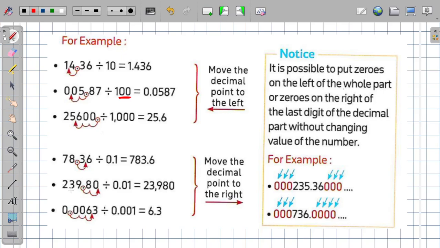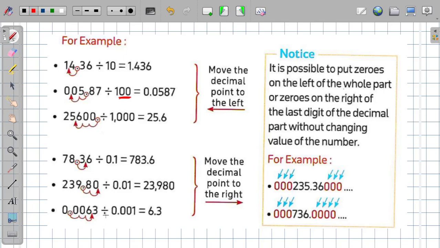I have 239.8 and I wanted to divide it by 0.01. I will add 1 zero on the right of the number. So the result will be 23,980. I have 0.0063 divided by 0.001, the result will be 6.3 because we moved the decimal point 3 places to the right.